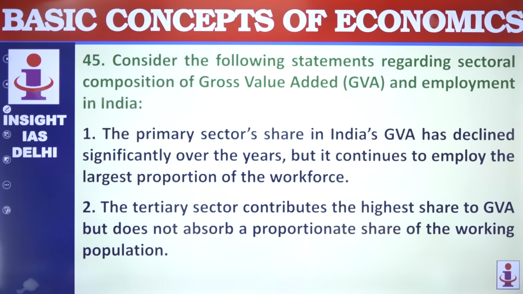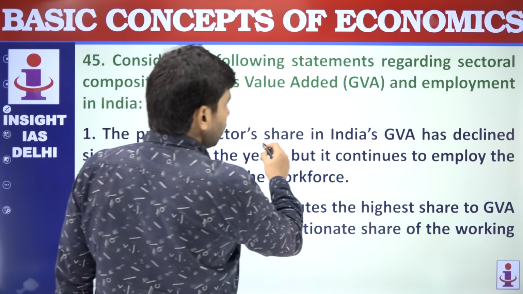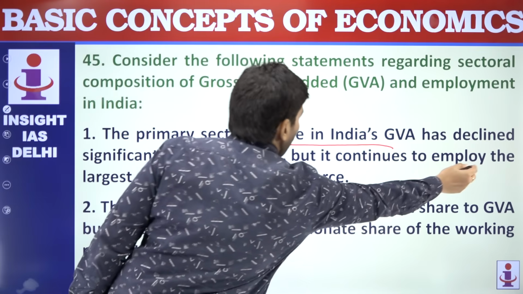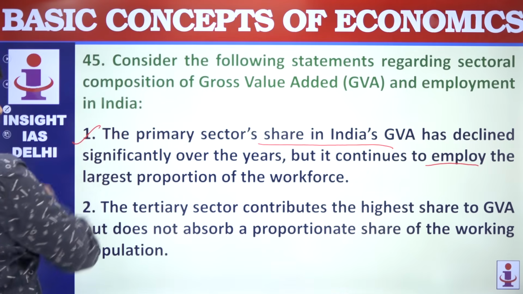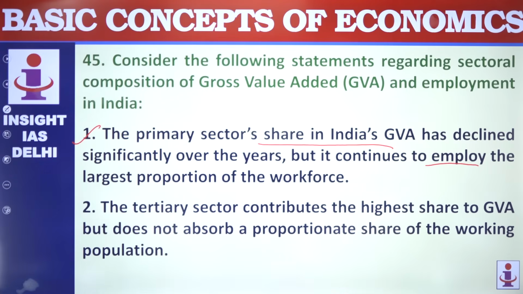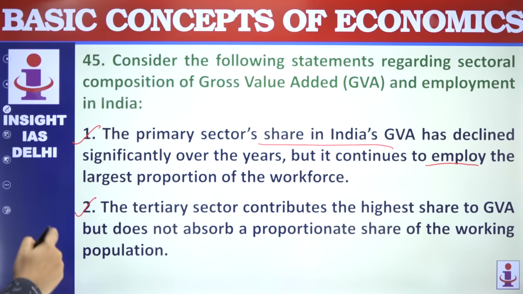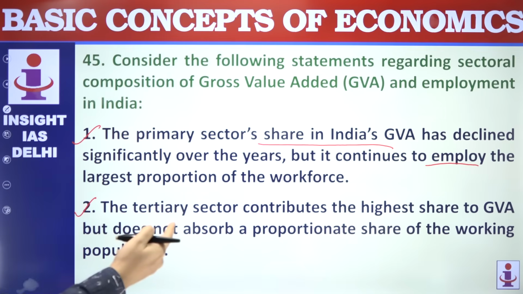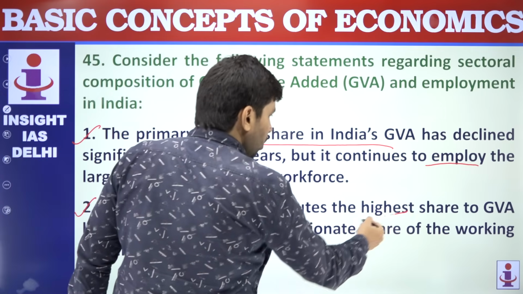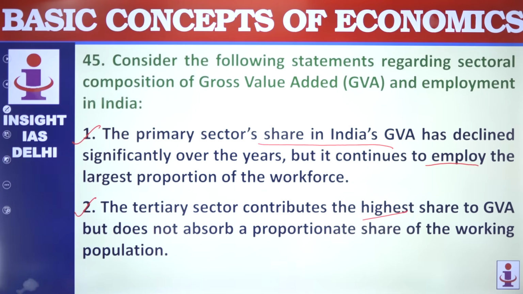The primary sector share in India's GVA has declined significantly over the years, but it continues to employ the largest proportion of the workforce. So one is talking about share in India's GVA, the other is talking about employment. This statement is correct. The tertiary sector contributes the highest share to GVA, but does not absorb a proportionate share of the working population. Yes. Tertiary sector is contributing the highest but not absorbing a proportionate share of the working population.